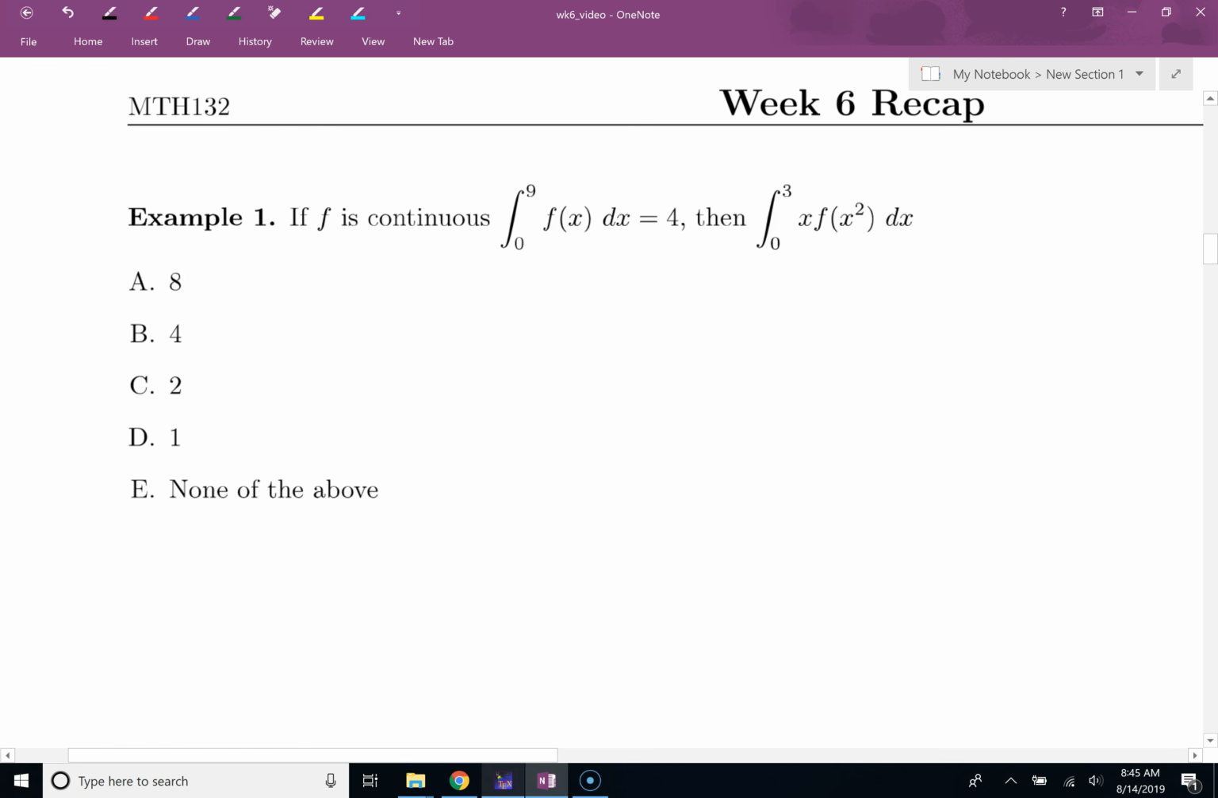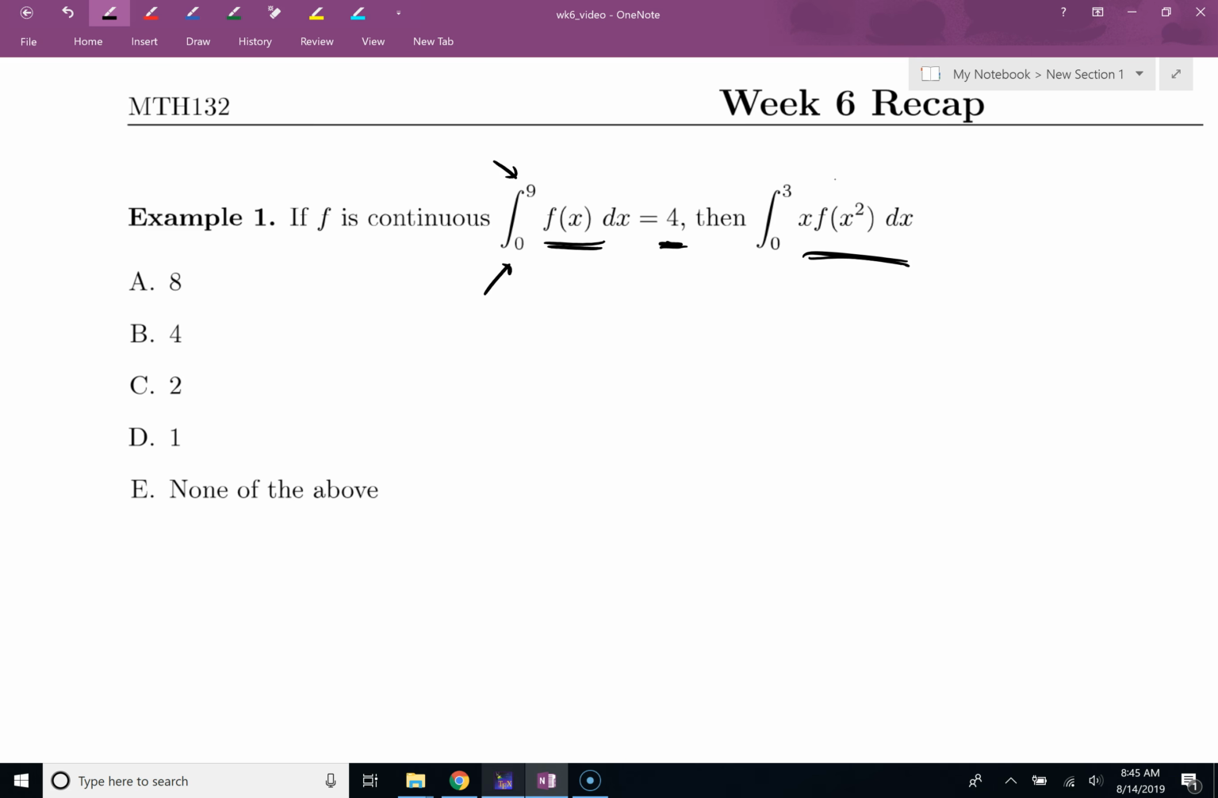We have a nice continuous function, and we have a little bit of information about it. It's a fairly mysterious function. However, we know that on the interval from 0 to 9, the area under the curve, which is the same thing as this definite integral here, would be a nice positive 4. And so the question is, how can we use this to determine something about the area under a slightly different function, x times f of x squared, on the interval from 0 to 3? The answer is going to be, well, we need to use U substitution here.